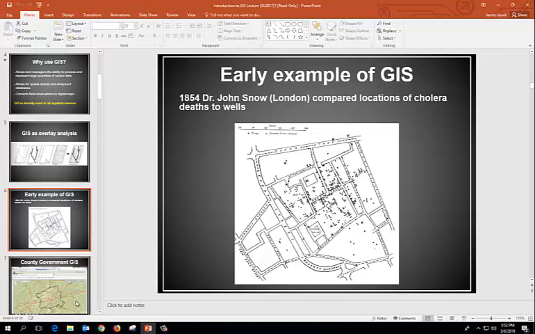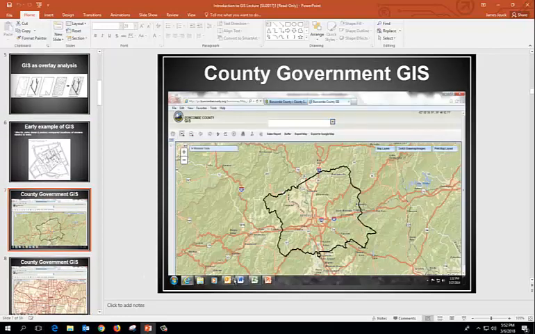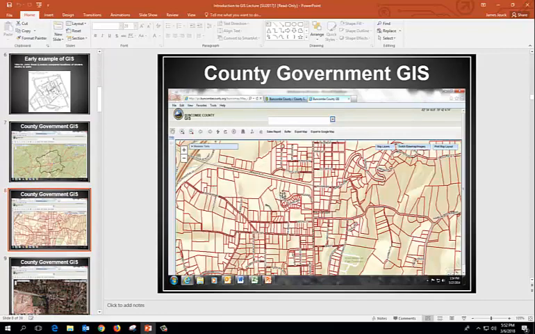Pretty fascinating guy. So since then, everybody else in the world has been using maps as ways of identifying various associations about the world around us. And nowadays, we're using it in numerous different forms. Probably the most common ones that we tend to see are in the county governments, where we're looking at the parcel maps.